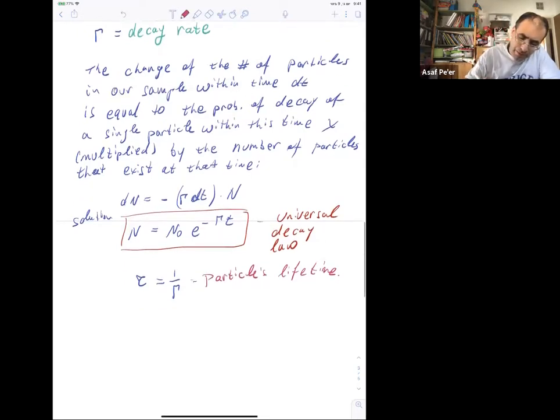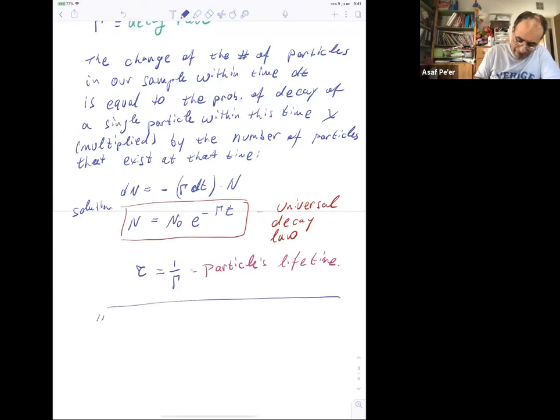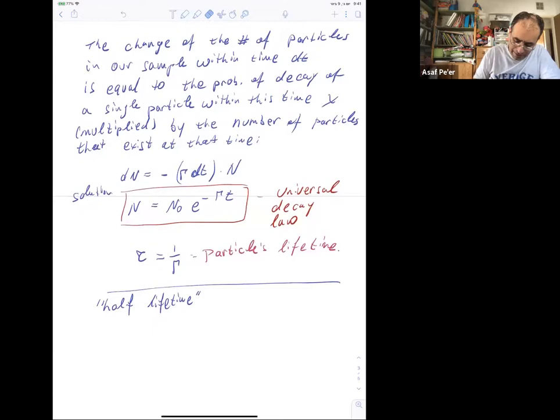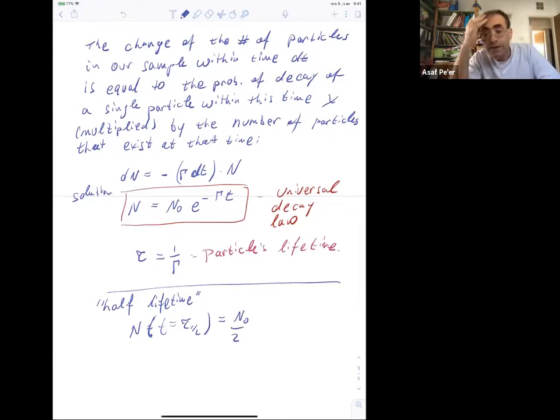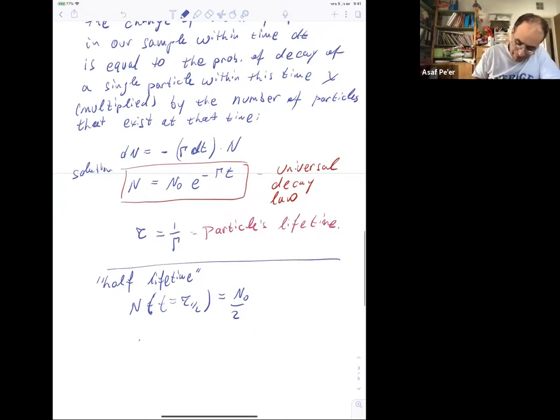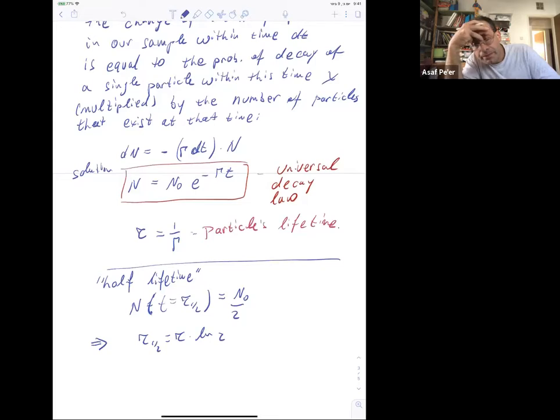Now, just as a comment, often when you read in books, sometimes semi-popular textbooks, people speak of half-lifetime. Half-lifetime of a particle simply means that the number of particles at some time, which is equal to tau 1/2, is equal to half of the original number of particles in the sample. And so obviously, tau 1/2 is just tau times ln of 2. So they are closely related. It's just a matter of definition. So this is called the particle's lifetime, and it is the one we're going to use.